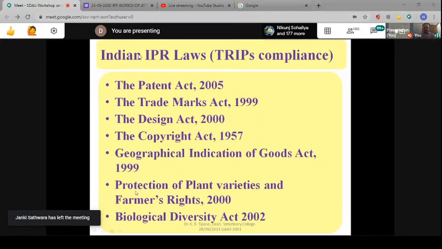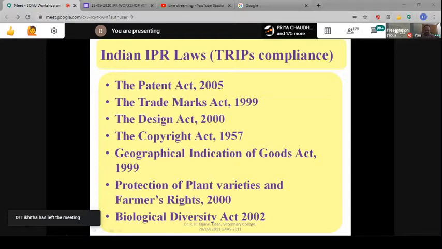Out of these, Dr. Tejal already narrated the Patent Act yesterday. Tomorrow we have one more fellow who will discuss the Trademark Act and Copyright Act. For the Protection of Plant Varieties, we have the General Manager from Krushi Rasayan Agro Export, who will discuss the Protection of Plant Varieties and Farmers Right Act. So most things we will cover in this way.